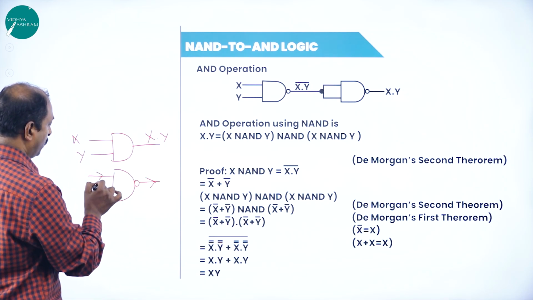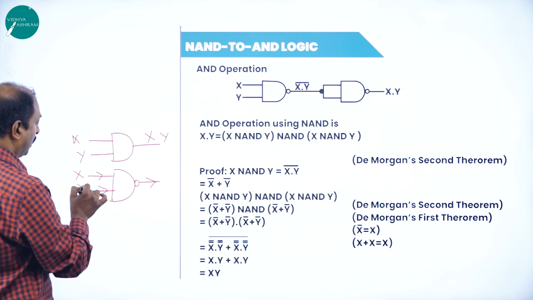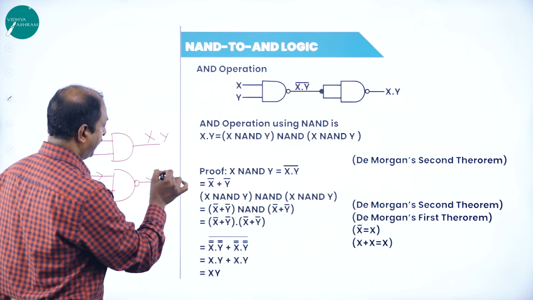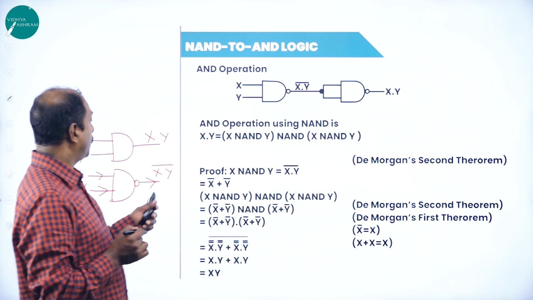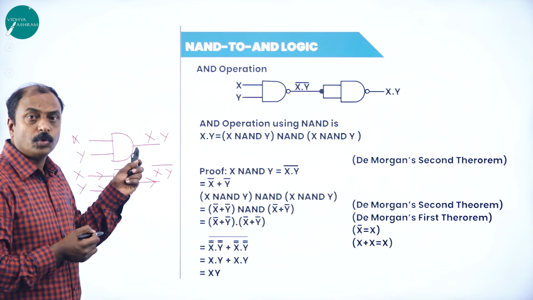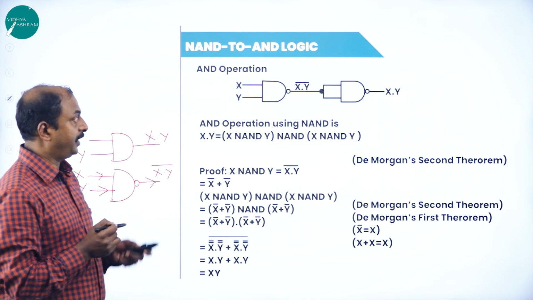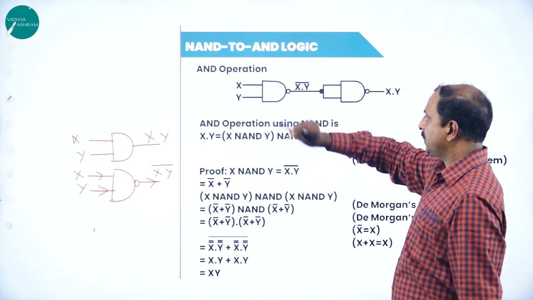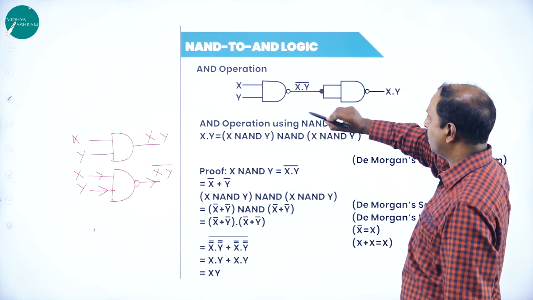Suppose these are the two inputs X and Y, and this is X and Y NOT. So now with the help of this NAND gate, we have to design a circuit so that the output would be equivalent to the basic AND gate. Now look at the circuit diagram for the AND operation. This is a NAND gate, X and Y are the inputs, and this is the output here.